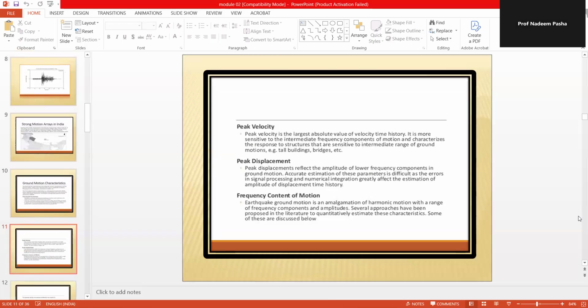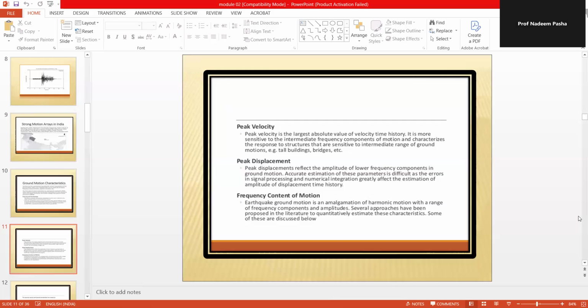Peak velocity. Peak velocity is the largest absolute value of velocity time history. It is more sensitive to the intermediate frequency components of motion and characterizes the response of structures that are sensitive to intermediate range of ground motion, for example, tall buildings, bridges, etc. Peak displacements reflect the amplitude of lower frequency components in ground motion. Accurate estimation of these parameters is difficult as the errors in signal processing and numerical integration greatly affect the estimation of amplitude, displacement, and time history.